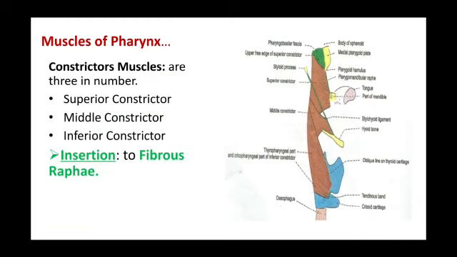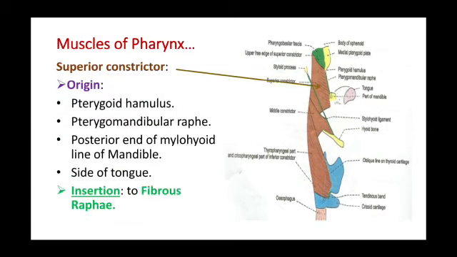Now we'll take up the constrictor muscles in detail. As I already mentioned to you, there are three in number, the superior, middle and inferior constrictor muscle. All these constrictor muscles are inserted to the fibrous raphe. The superior constrictor muscle arises from the pterygoid hamulus, pterygomandibular raphe, the posterior end of the mylohyoid line of mandible and the side of the tongue. As I already mentioned to you, it is inserted to the fibrous raphe.